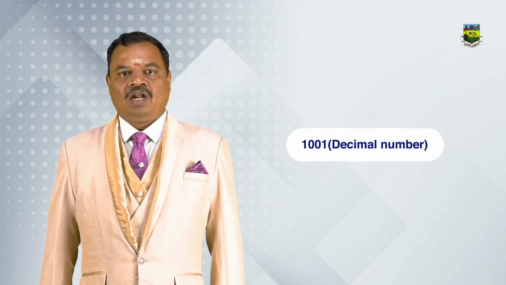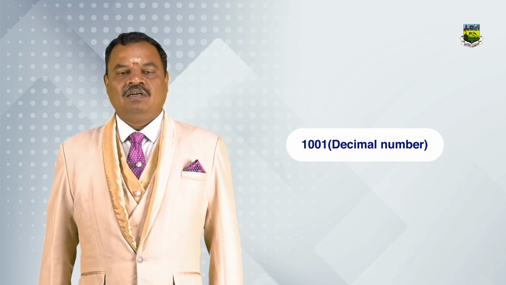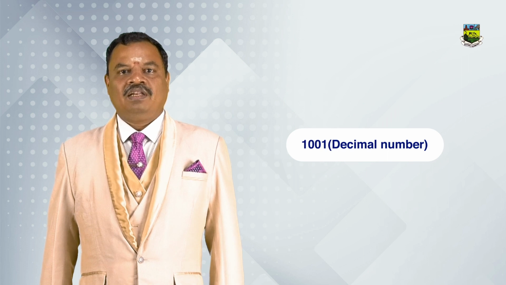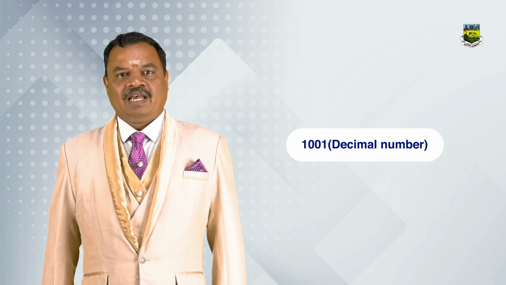Some of the invalid examples are 345 base 2. This is invalid because the symbols 3, 4, 5 are not binary symbols. Actually, they are decimal symbols. Another example is 1001. This is actually 1001 in decimal. Since the base is absent, this is not a binary value.